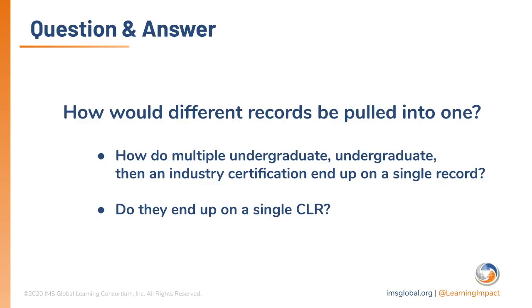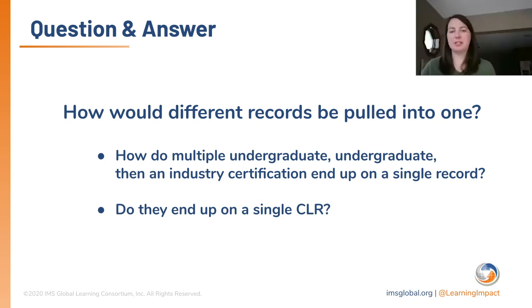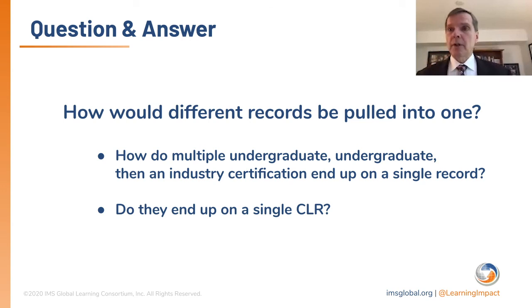We also had a question about the word comprehensive is catching some people, trying to understand how different records would be pulled into one. So if you have multiple undergraduate and a graduate and an industry certification, how do they end up on a single one, or do they end up on a single CLR? Oh, that's a great question. And one that I don't think is actually completely answered yet today.